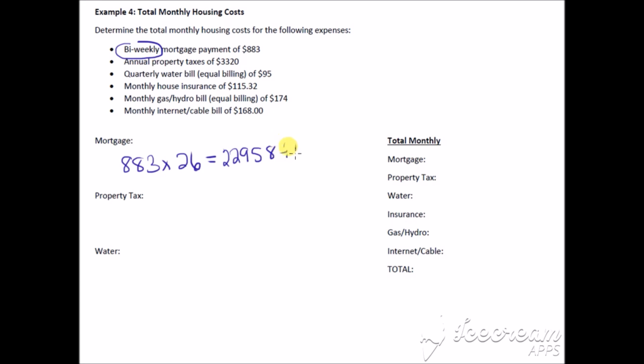And then I'm going to divide that by 12. So turn it into annual and then divide it by 12. I'm going to just put it over here. 1913. I'm going to round it. 1913. Okay. And then annual property taxes. So this is annual. So property tax, I'm going to get 3320, and I'm just going to simply divide that by 12. I'm going to round to 277.